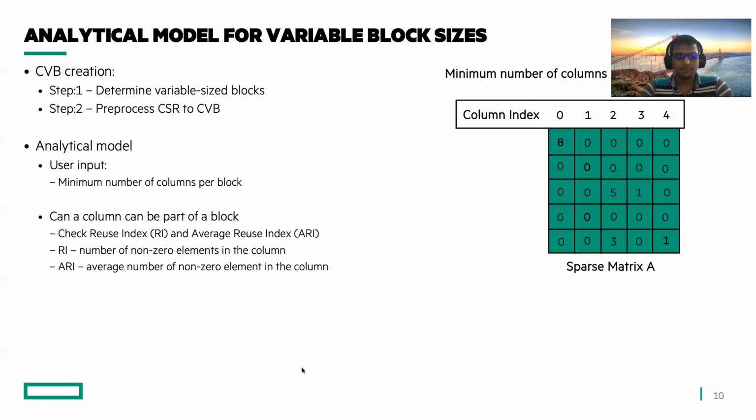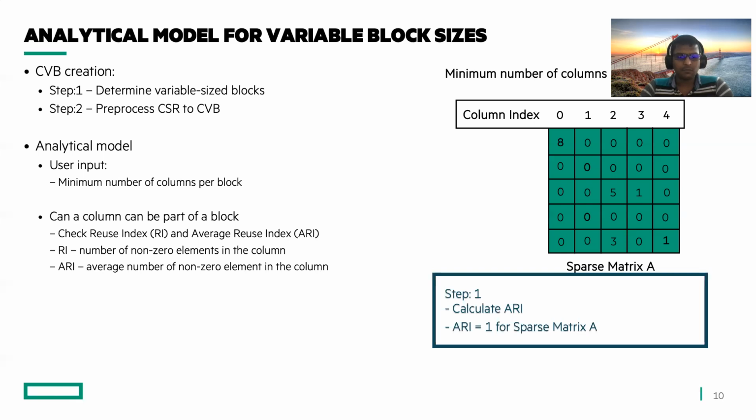The next step is we iterate through each column in the matrix and determine whether the column can be part of the block. We do this by checking whether the reuse index of a column is larger than the average reuse index. If the reuse index is larger than the average reuse index, we include the column as part of the block. We do this until the block size becomes equal to the size of the user provided minimum block size. And then we move forward to create the next block. Let's show this with an example.